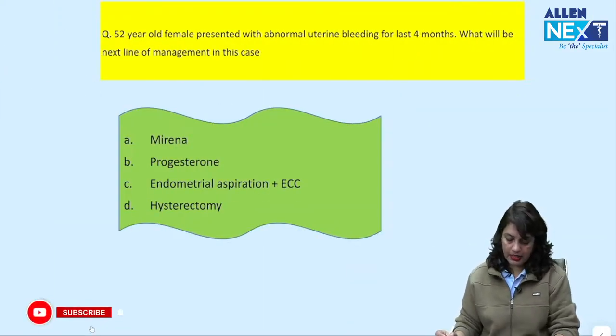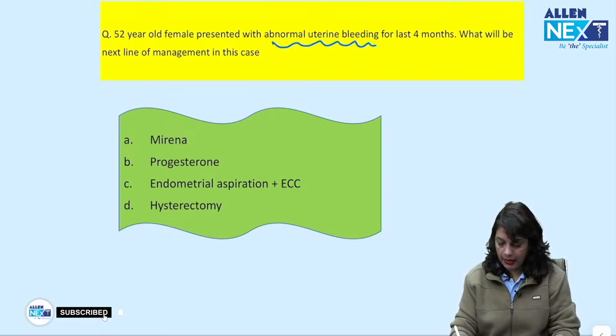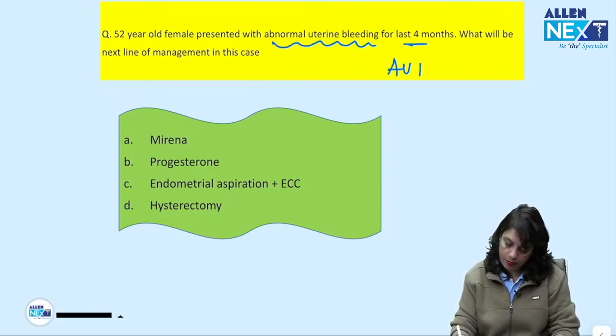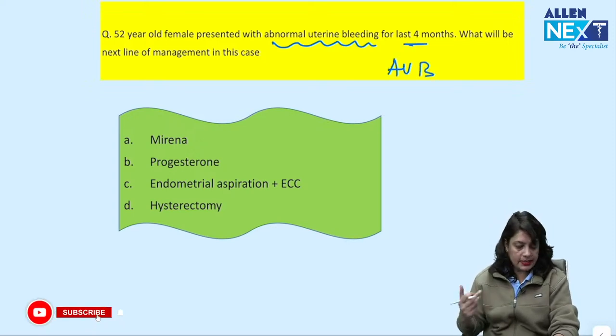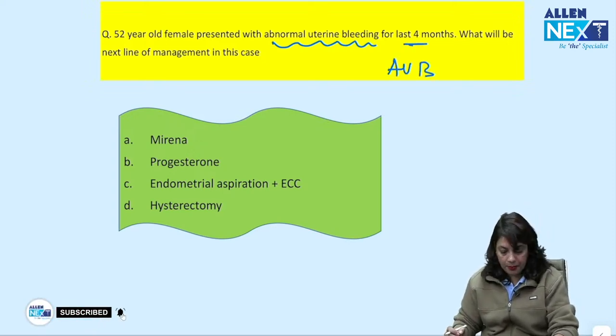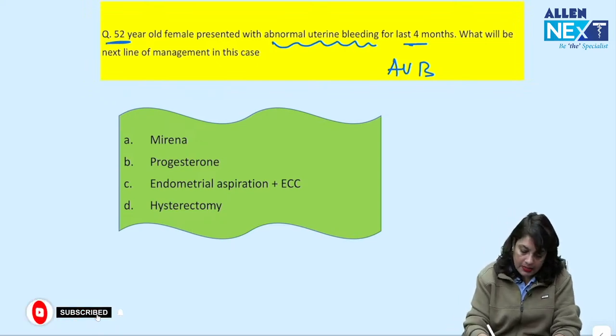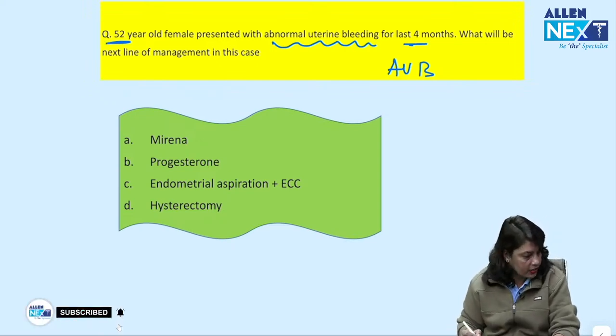A 52-year-old female presented with abnormal uterine bleeding for 4 months, AUB. What should be your next step in management? Mirena, progesterone, endometrial aspiration with or without endocervical curettage, or hysterectomy. I want you to mark this answer.